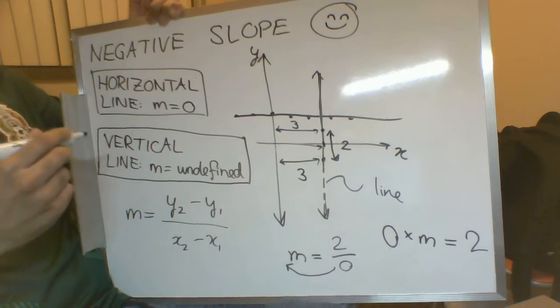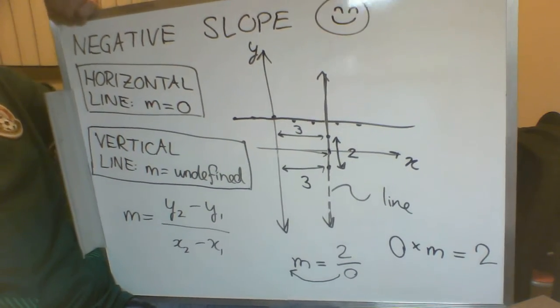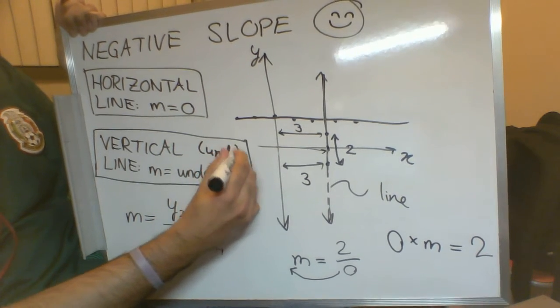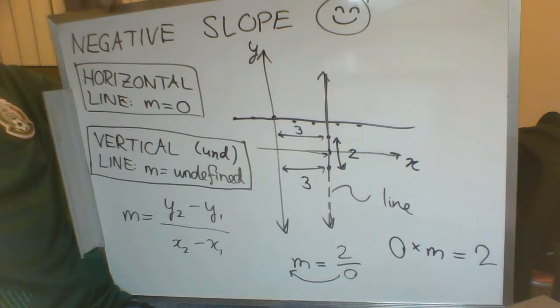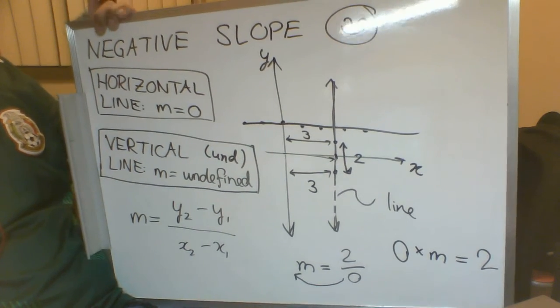And so that's why it's a little bit of a problem, and we write it as an undefined slope, which you could, as a shorthand, if you don't feel like writing the whole word undefined, UND is also fine, if you'd prefer to write that.